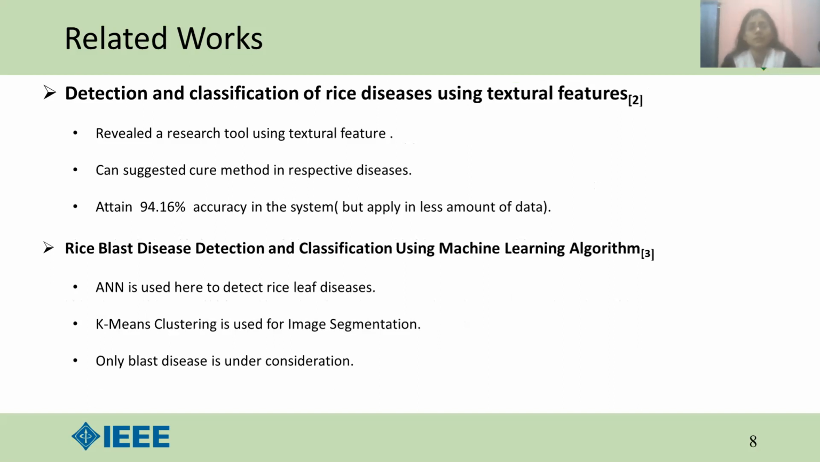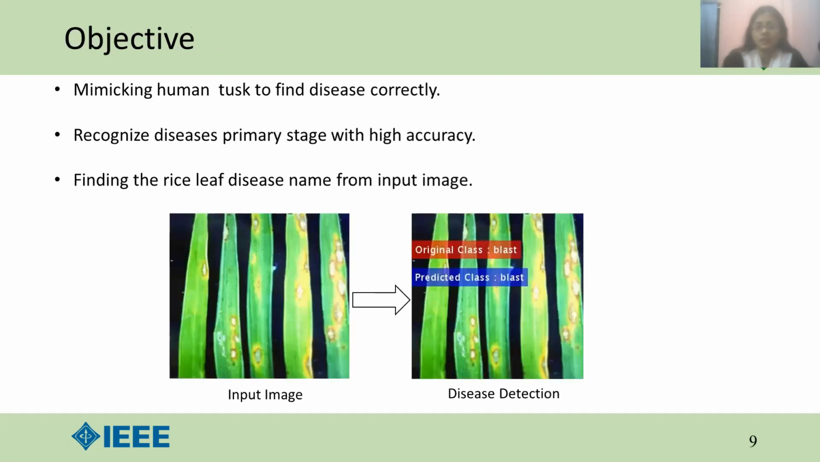There are also some other works: detection and recognition of rice leaf disease using texture features. They extract the texture features, then categorize the cure method for the respective disease. They attain 94.16% accuracy in this system, but they apply it on a small amount of data. Next, rice leaf disease detection and classification using machine learning algorithm. An artificial neural network is used here to detect the rice leaf disease. K-means clustering is used to segment the image, and they only use the blast disease here.